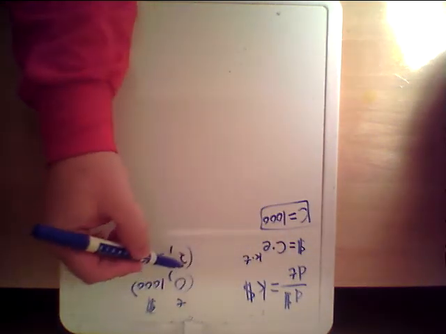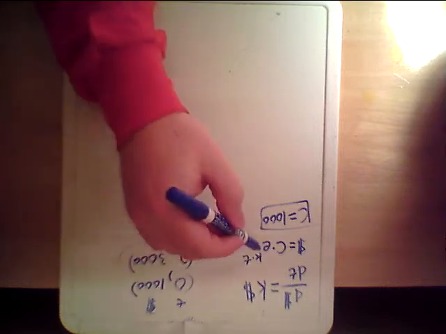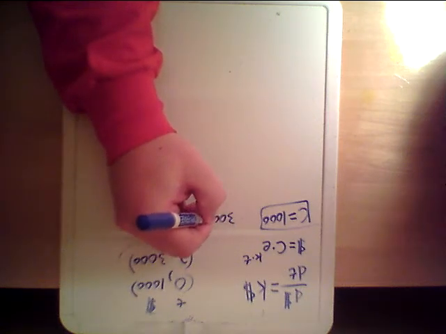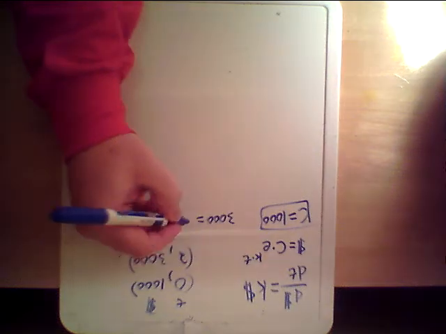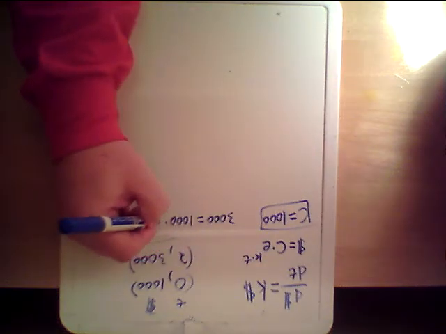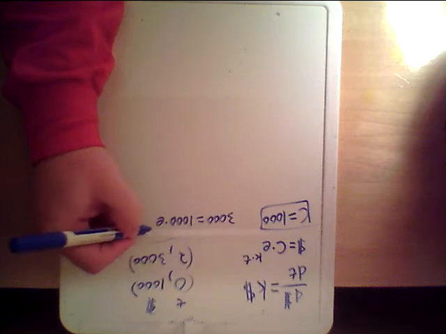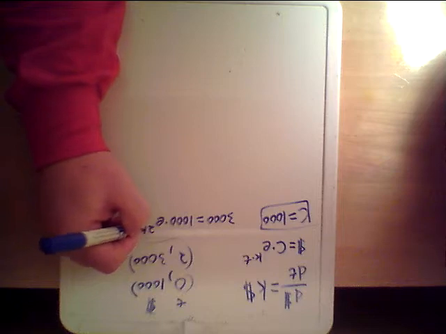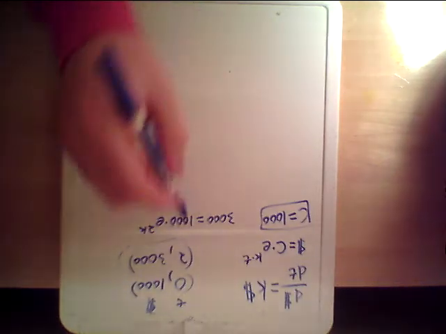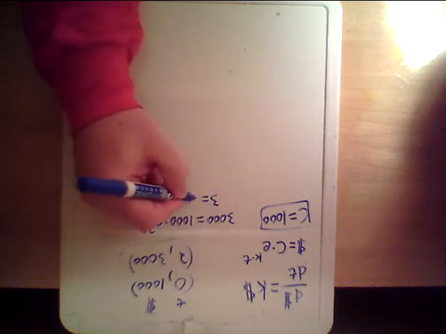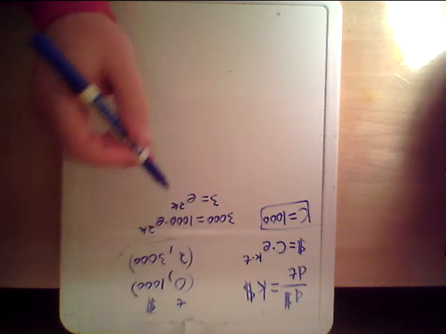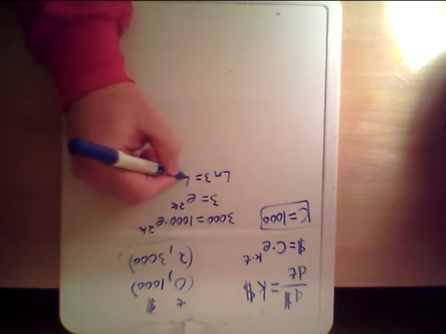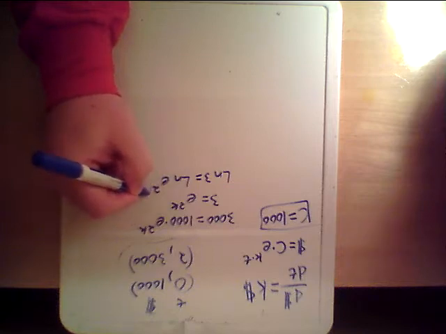Now that we know that C equals 1,000, let's use this other data point to figure out what K is. We get 3,000 equals 1,000 times e to the K times 2, since T is 2. So let's write that as 2K. Divide both sides by 1,000, and we get 3 equals e to the 2K. Take the natural log of both sides: the natural log of 3 equals the natural log of e to the 2K.